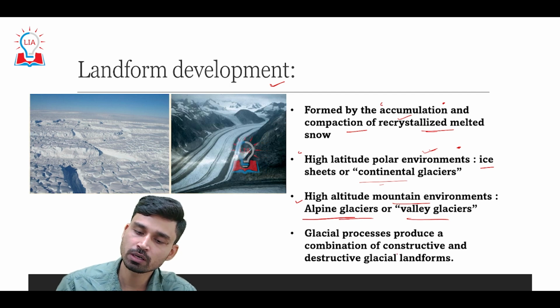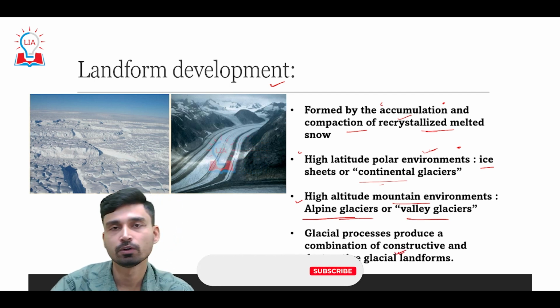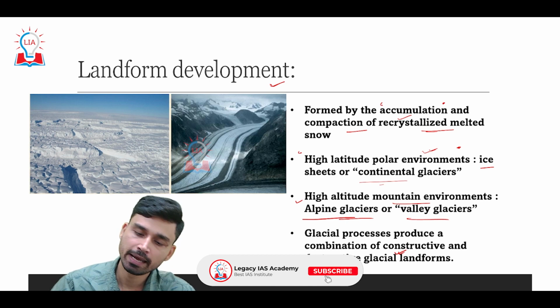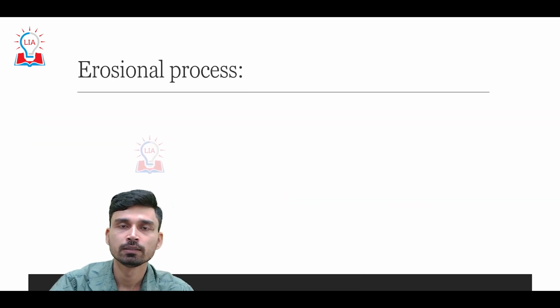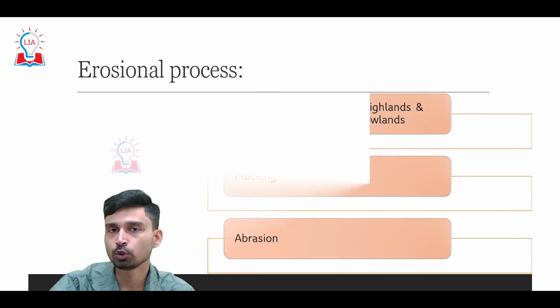Glacial processes produce a combination of constructive landforms, which we can say are depositional, as well as destructive landforms, which we can also call erosional landforms. The process of erosion occurs via two major methods.